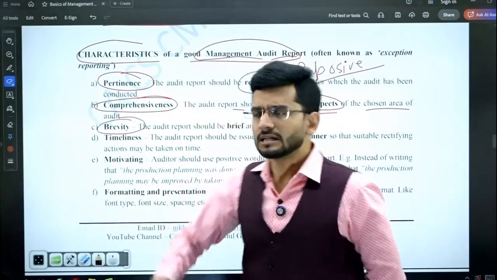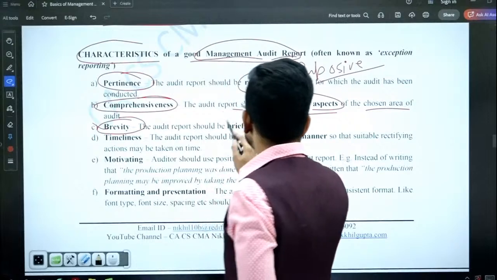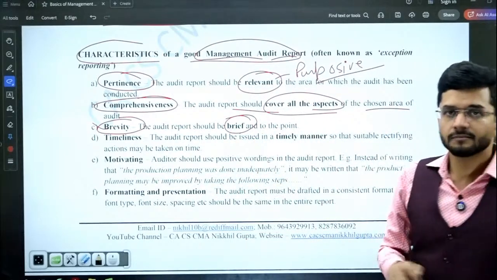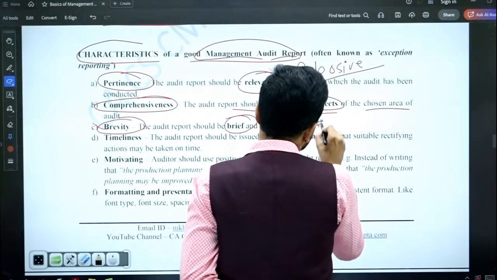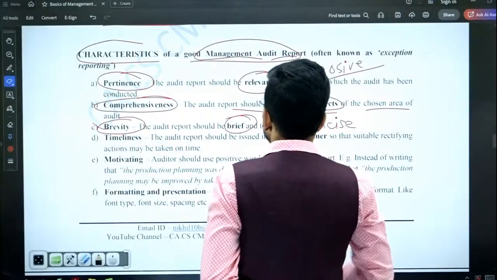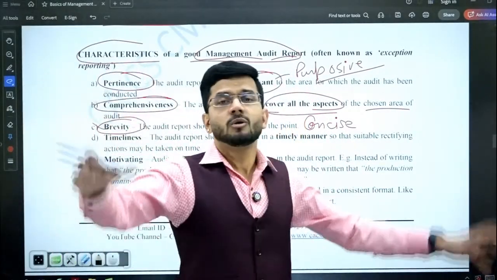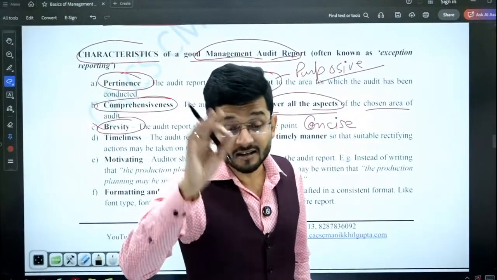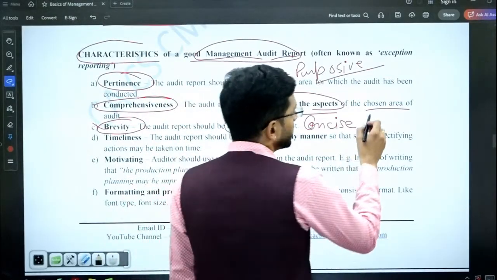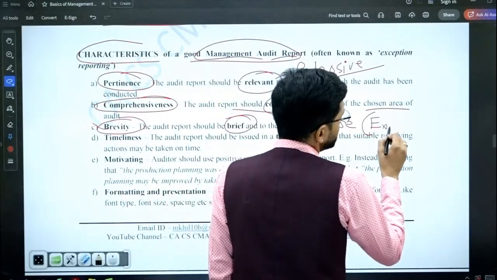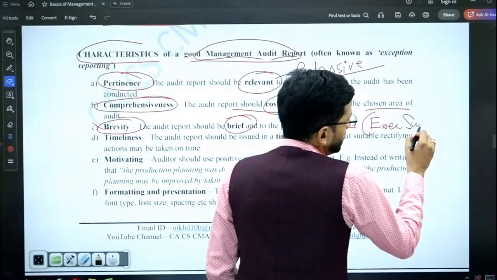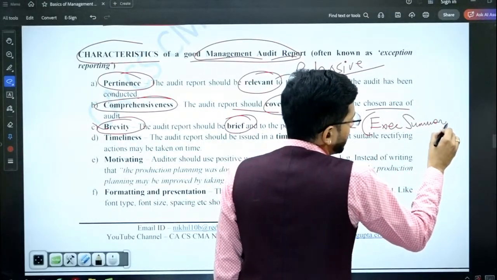Brevity, very, very important aspect, guys. The audit report should be brief, concise, to the point. It cannot run into 100 pages. Even if it runs into 100 pages, it should have something known as an executive summary. It's known as exec summary. Even if it's a long report, it should have an exec summary.